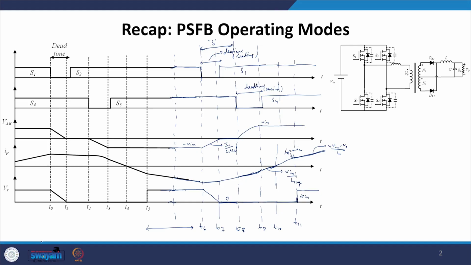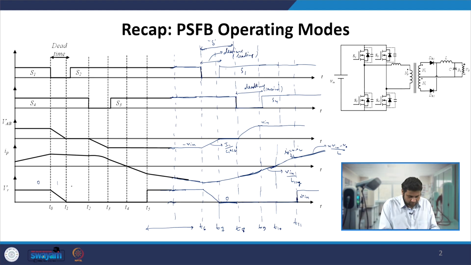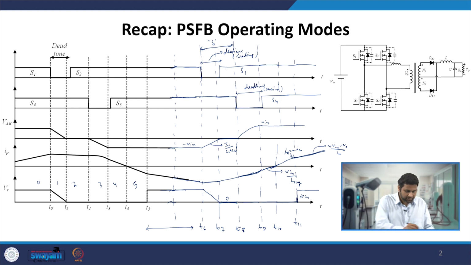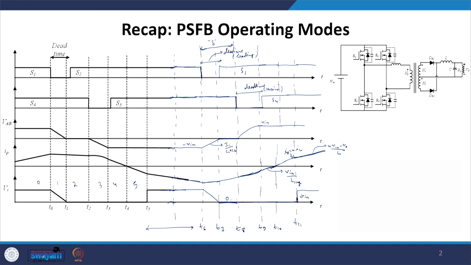In the last lecture, we studied the operating modes of phase shift full bridge converters. We saw that in total there are 6 operating modes: 0, 1, 2, 3, 4, 5. These repeat themselves for the next set of diagonal switches. We have seen the diagonal switches S1 and S4, and then the diagonal switches S2 and S3, and how they turn on and off.